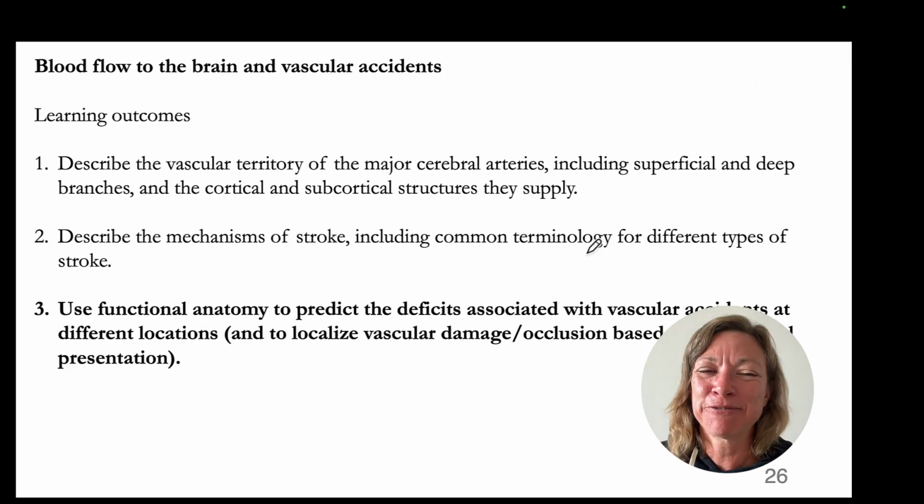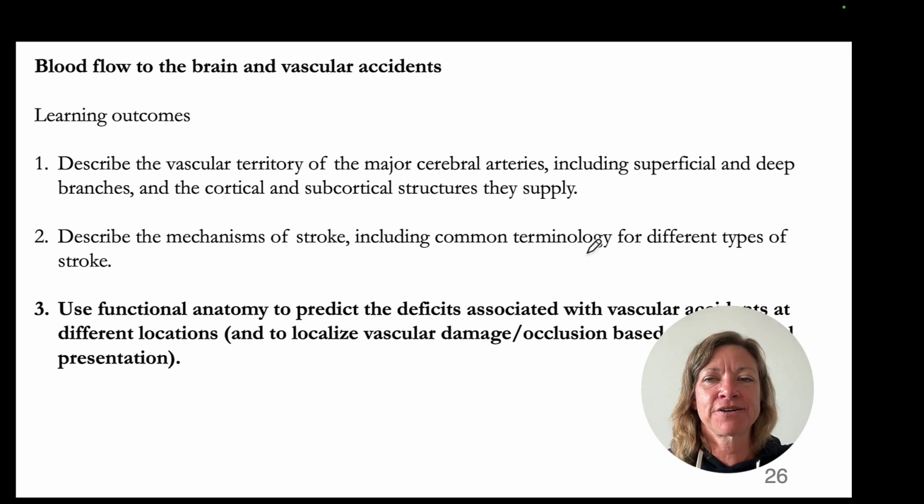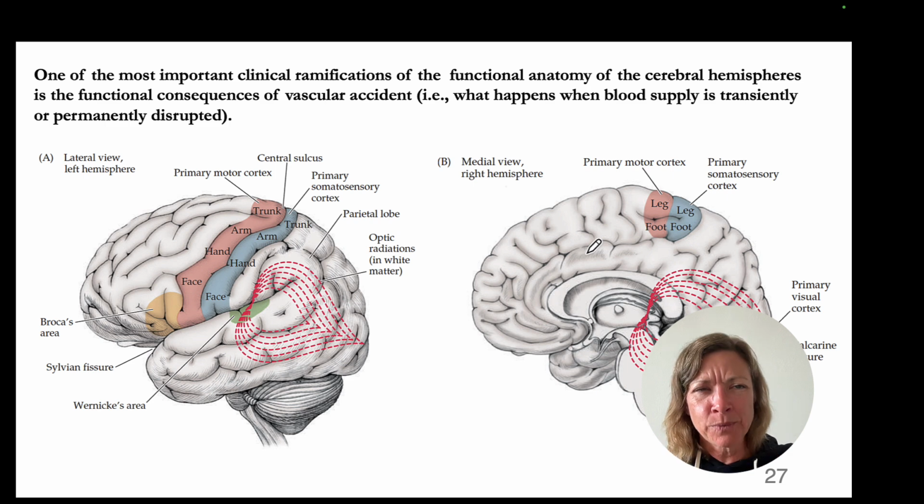So now let's talk about functional neuroanatomy and use it to predict the deficits associated with vascular accidents in different locations. This is really one of the most important clinical ramifications of functional neuroanatomy. What happens when blood supply is transiently or permanently disrupted?